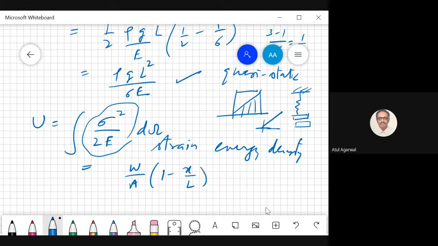This was because your stress was a function of x. This you have to integrate over the volume. So volume of the element is A dx. You integrate from 0 to L. You will get the same answer as above. If you do not get it, there is some calculation mistake. You just check it out.